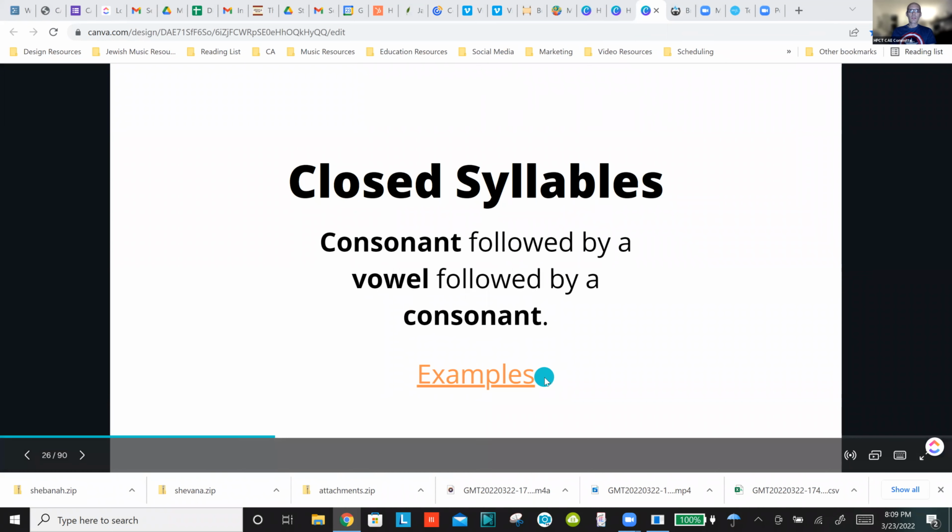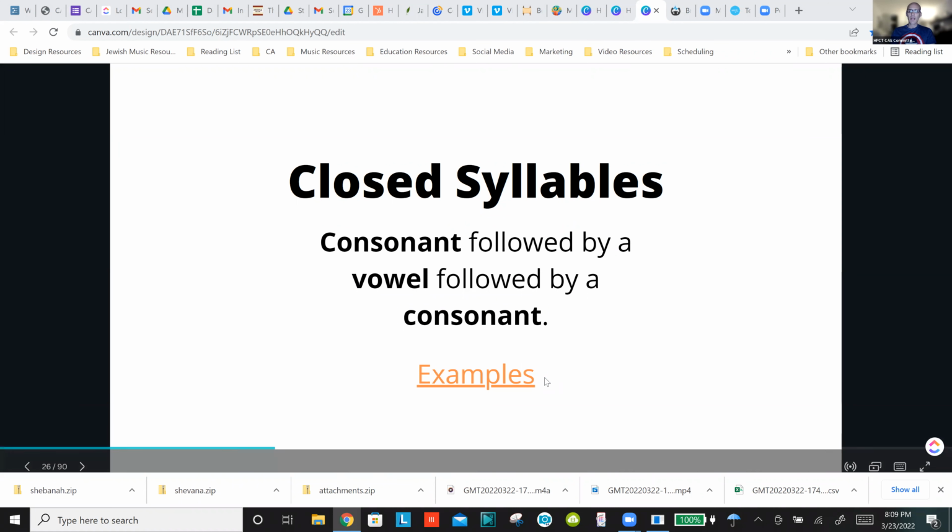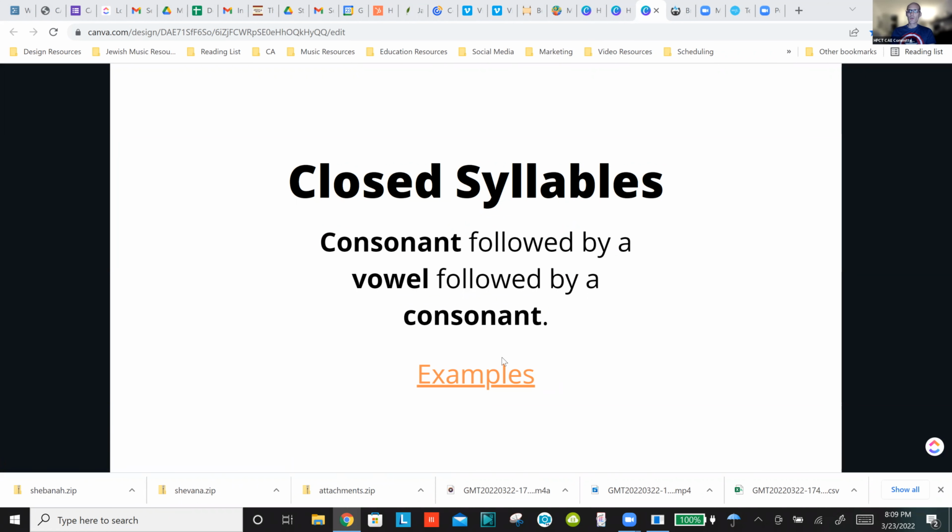Okay, so closed syllables: consonant followed by a vowel followed by a consonant. We'll see some in a minute, so don't worry about that.